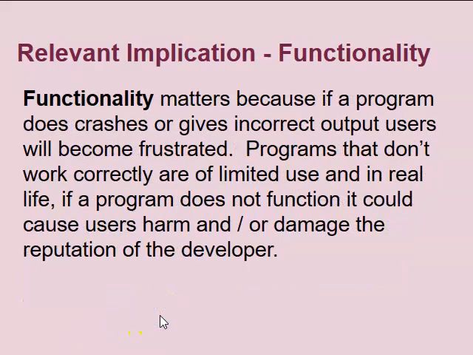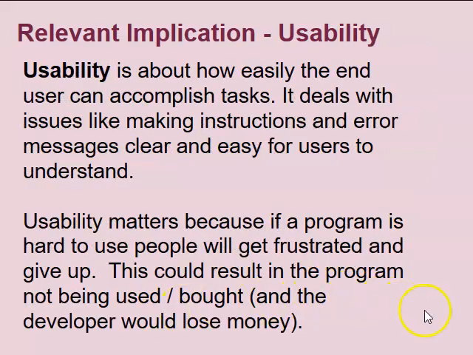The second step is to say why functionality matters. Once again, it's fairly straightforward. If a program crashes or gives incorrect output, our users are going to be frustrated, and in extreme cases, if we're giving incorrect output and our users act on that incorrect information, then we could end up doing some harm, and nobody wants that.